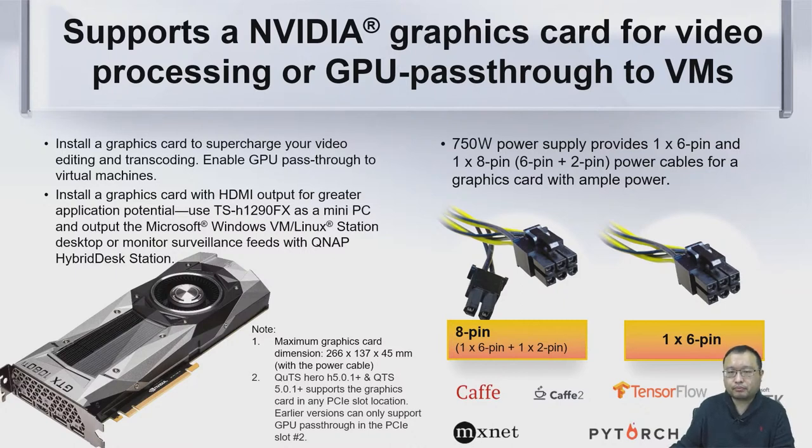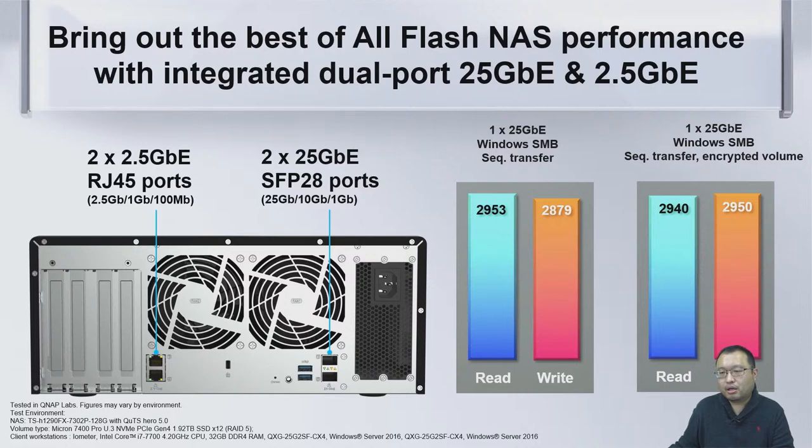Okay, how about the performance? As you can see, 2.5 GbE and 25 GbE are readily built into the NAS already. And then with a single 25 GbE port, you can get almost the full speed, up to 3000 megabytes per second. And it's not just the read performance, it is also write performance. Okay, so performance is actually very good.